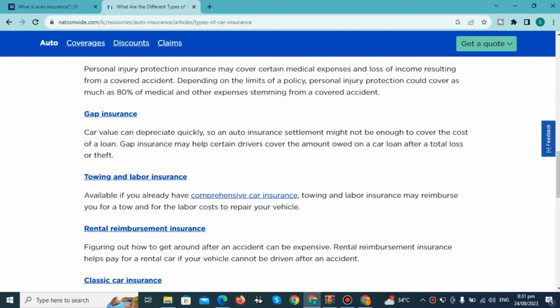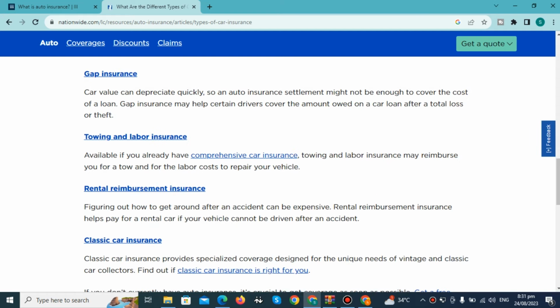Towing and labor insurance is available if you already have comprehensive car insurance. Towing and labor insurance may reimburse you for a tow and for the labor cost to repair your vehicle.